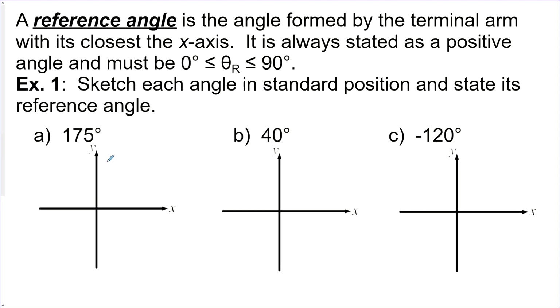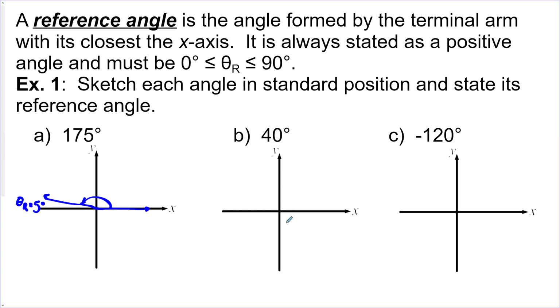Let's try this. Sketch each angle in standard position, which means we need an initial arm at 0 here, or the positive x-axis, and then our terminal arm will be at 175 degrees away, so something like that. Now I need a direction arrow to show which way I've gone, and I also want to write down what the reference angle would be. The reference angle is in between the terminal arm and the x-axis, the nearest x-axis. So it would be right in here, and it would be 5 degrees.